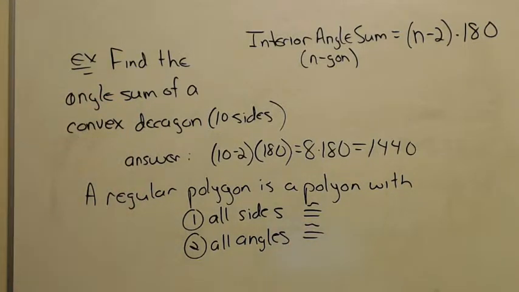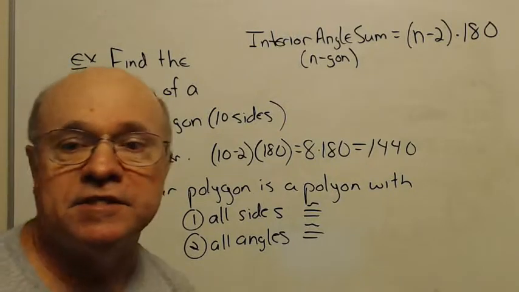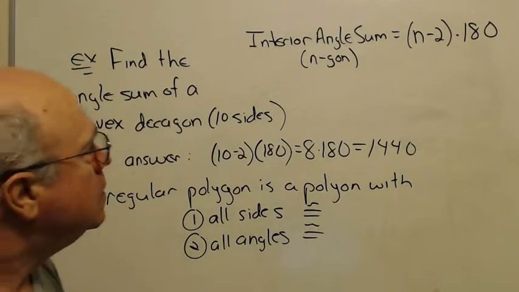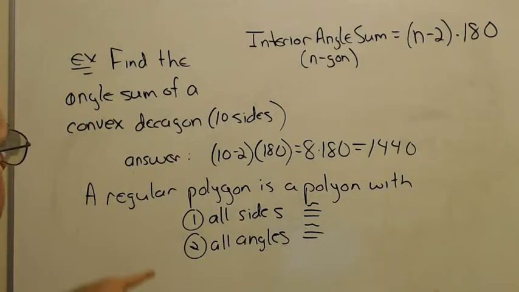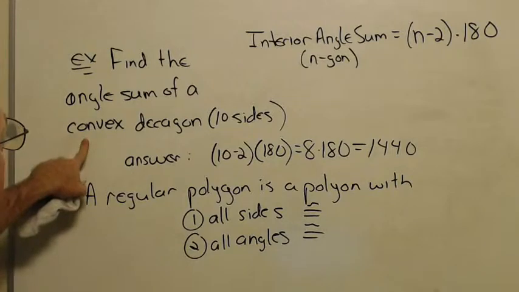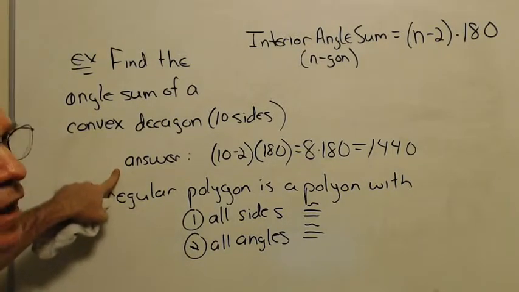And you might have noticed that a triangle has as many sides as it does angles, and that's true for every polygon. So let's see if this polygon here was regular, and we wanted to know the measure of each of its angles.